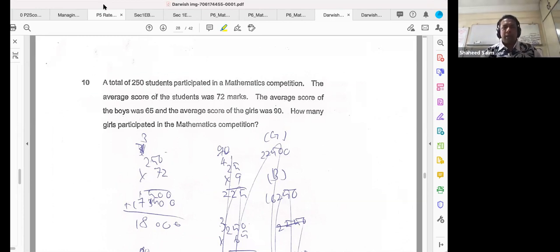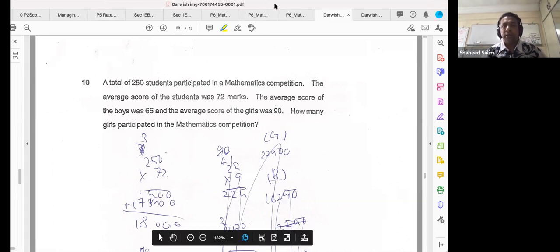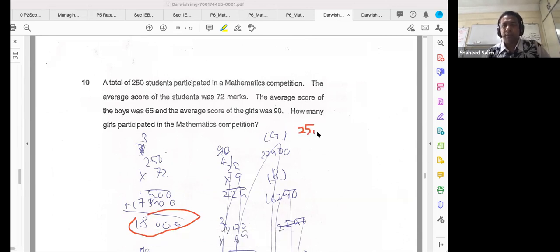Let us go step by step. A total of 250 students participate in the maths competition. Average score was 72 marks. So first step is we find the total score. I think which you did, right? Over here. So if this is the case, you times correctly, right? So we do what you have written first. 250 times 72, 18,000, right? Is this correct?